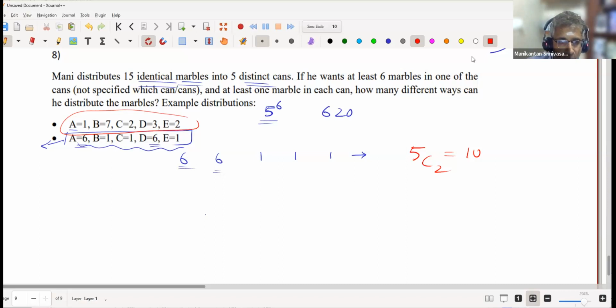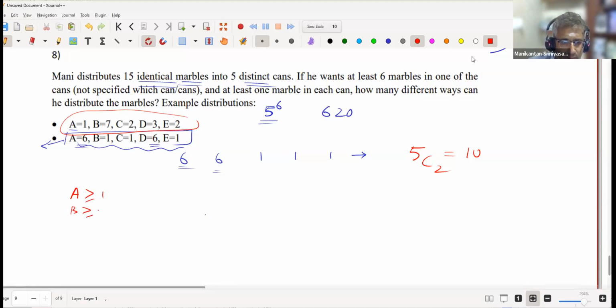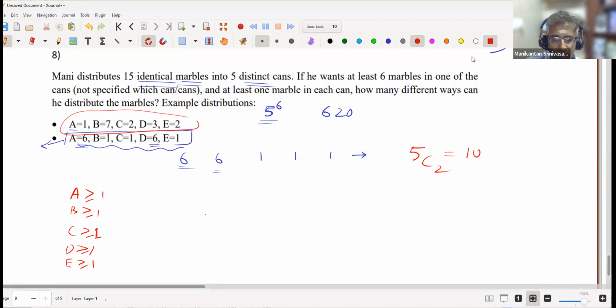Okay, so what is the constraint we have? A, B, C, D, E, right? All of them have to be greater than or equal to 1. B is greater than or equal to 1. C is greater than or equal to 1. D is greater than or equal to 1. So I'm picking the case where there is only one can which has six or more.